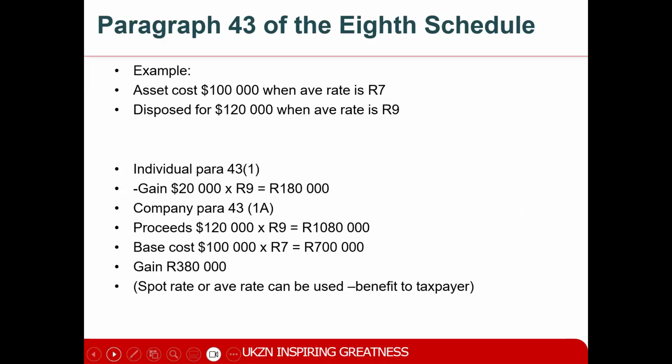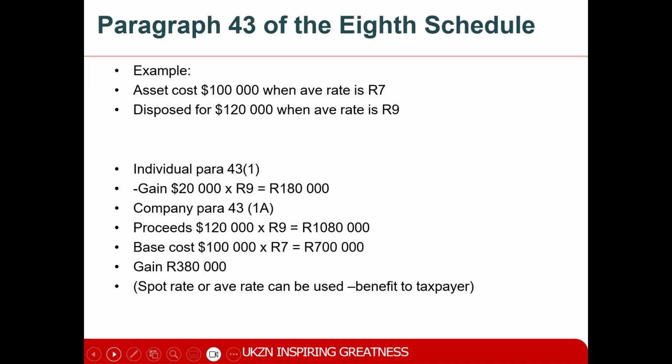We've got an example here of an asset. The cost of it was 7 rand average. It was disposed for 120, but the average rate was 9 rand. So for individuals, we'll have what? The gain of 20,000, which is actually, we use what? We use the average rate, which is 9 rands.